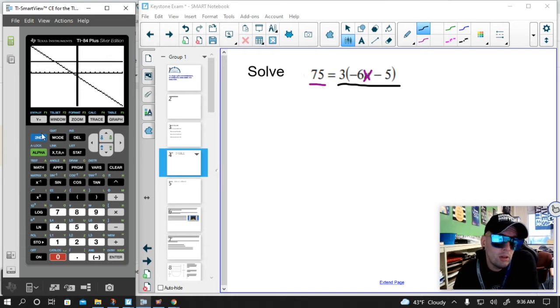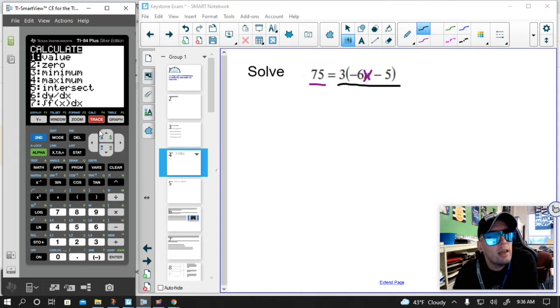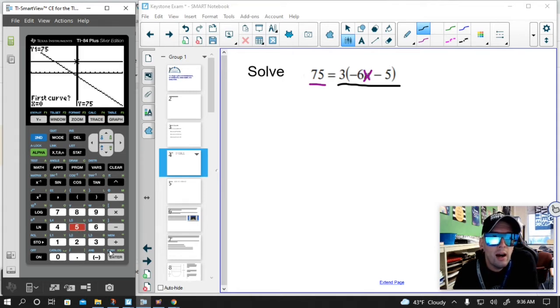My next thing is to hit second calc. I care where these lines intersect, so I'm going to go down to 5 or just hit 5. First curve, enter. Second curve, enter. Third curve, enter. And there you have it.